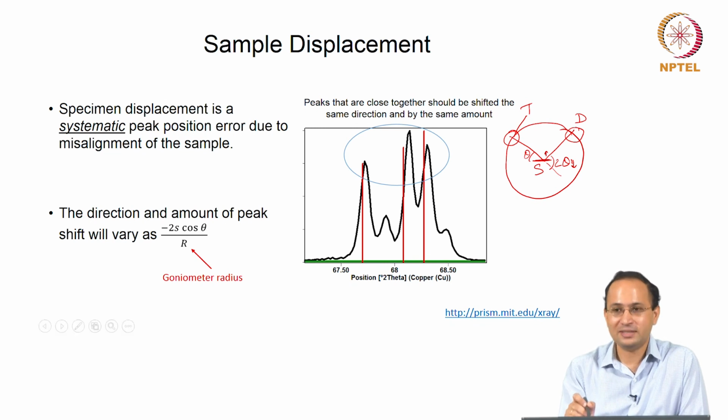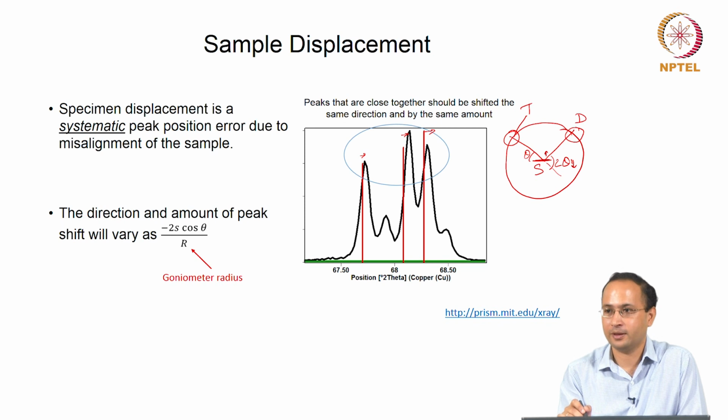What you will see then is that your peaks have been shifted by an equal amount. Peaks that are close together should be shifted in the same direction. You see your peak in the pattern has shifted in this direction. The red one is the reference pattern standard, which you get from ICDD. What do you see? There is a constant shift. That tells you it could be because of sample displacement.